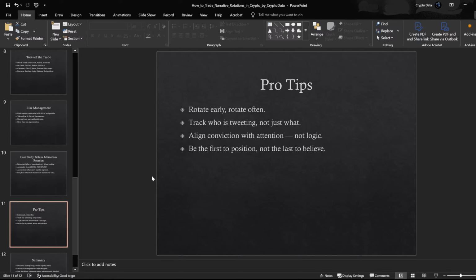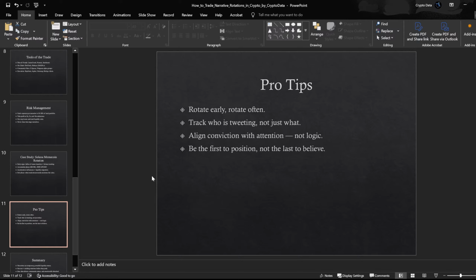Align convention with attention, not logic. So the biggest thing, guys, is making sure that you're looking at where the attention is. It may not be logical at the time, but remember when they say left curve it, meaning everyone, okay, people are starting to talk about this, this is a good narrative. I may not agree with it, or I don't understand the meme, but I'm just going to buy it. So you're usually looking at the attention here and not the logic portion of it.